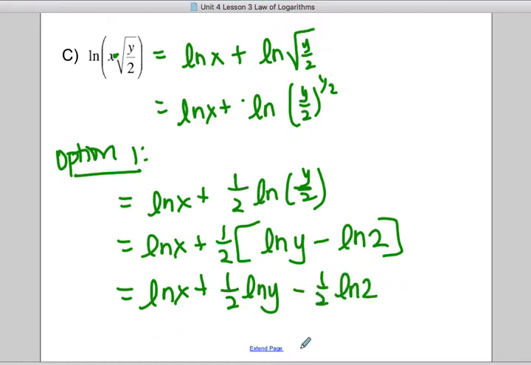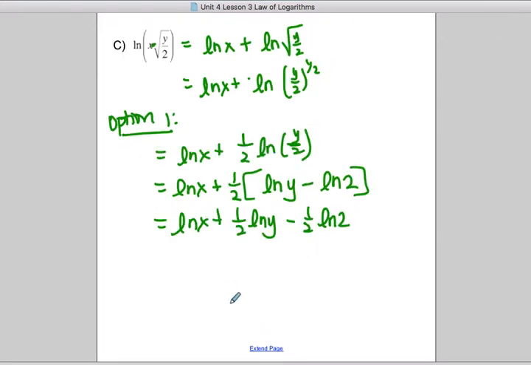That is one way you can think about it. The biggest thing you have to see is the 1/2 is actually going to both the y and the 2.